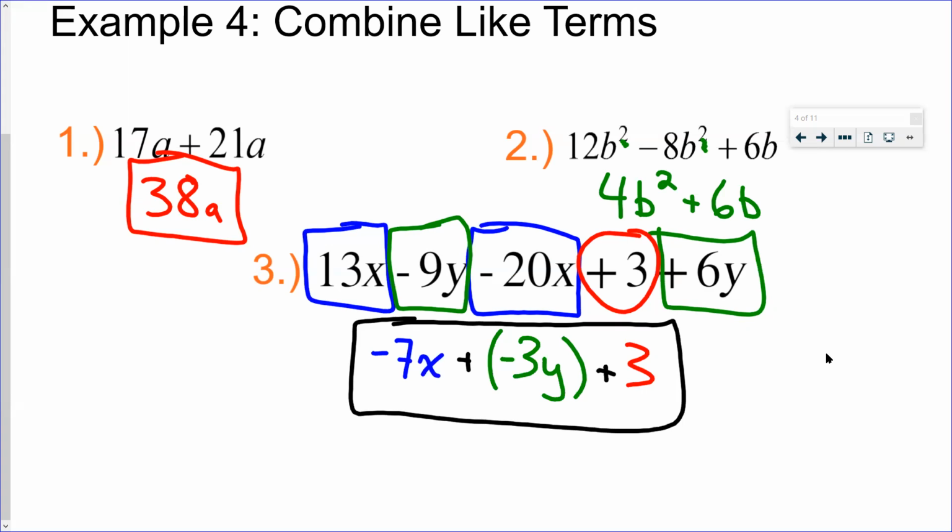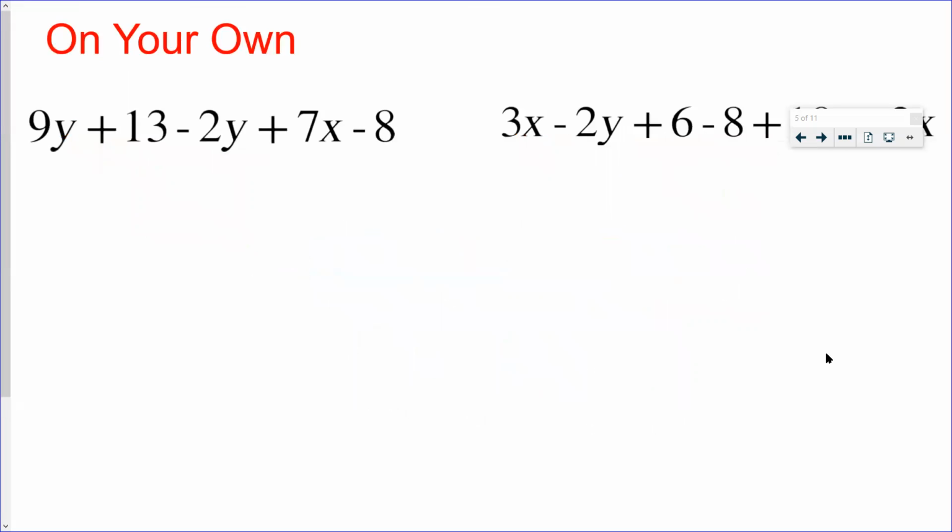All right. So again, if you notice, I used different colors to identify. The key is to make sure that the operation in front of that term is included with it. All right, so what I want you to do now is try these two on your own. So I want you to pause the video, and I want you to try these on your own. So please pause the video now.